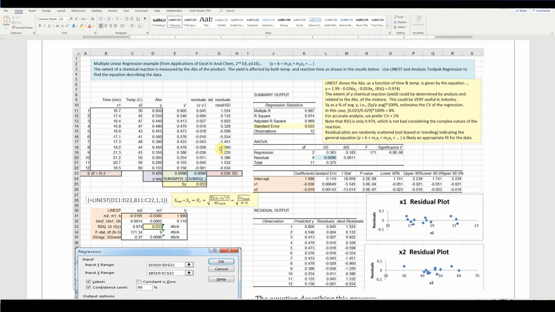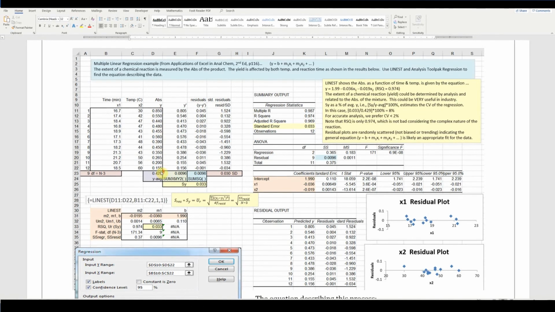We'll take a look at how to do this regression in Excel in a few minutes, but first I want you to look at the results with me so I can explain what's going on. So here are the time measurements between about 16 and 22 minutes. Here are the absorbance readings, and here are the temperature readings between about 30 and 60 degrees C. So we have these two independent variables, time and temperature, and one dependent variable, absorbance.